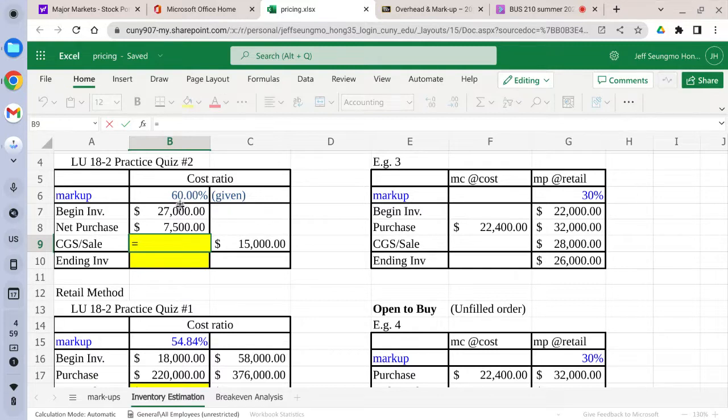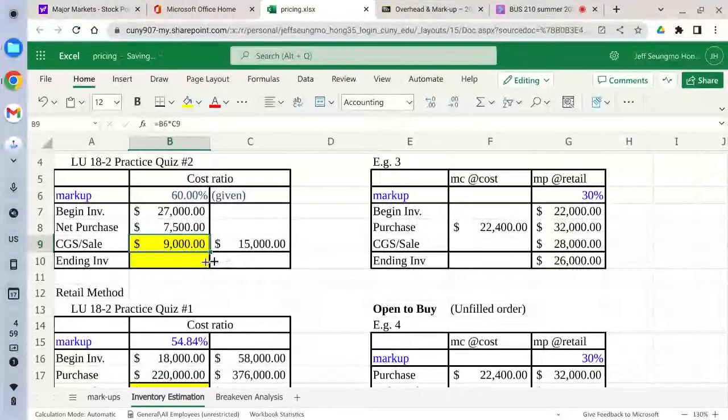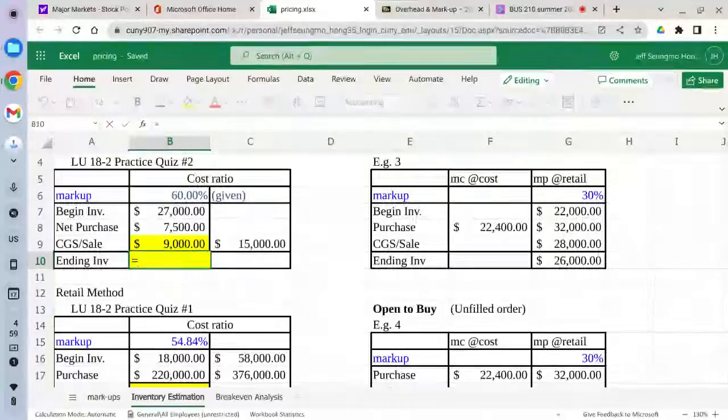So if that is the revenue, and the cost ratio is given as 60%, that means 60% of this revenue is cost. That is not a difficult thing. All you need to do is cost ratio times revenue. Oh, what happened? Cost ratio B5. Oh, no, it's B6, I'm sorry. B6. Okay? Then now I can have ending inventory.